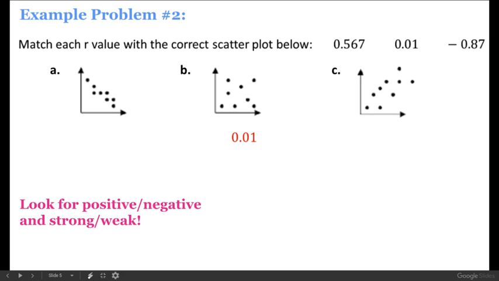All right. And so then now, we have this one, which is pretty negative, but it looks a lot like a line. So that would be negative 0.87. And then this one is positive, and it's a little bit weaker. So it could be 0.56. Okay. So when you're going to do any type of matching, just look for positive and negative and stronger and weaker to help you kind of eliminate them.